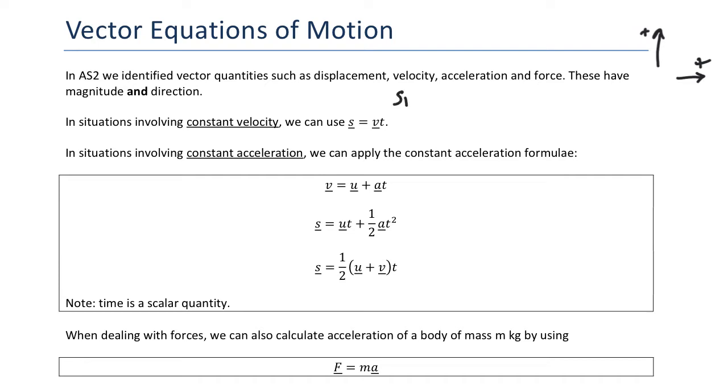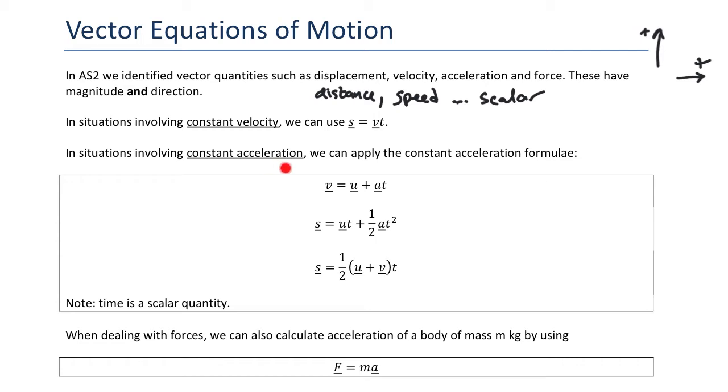Whereas if we were to look at something like speed or distance, then that has only magnitude. It's got no direction, so it's a scalar. In situations involving constant velocity, we would use s equals vt. So displacement equals velocity times time. What we can see is we're underlining the vectors and the scalars don't have it underlined.